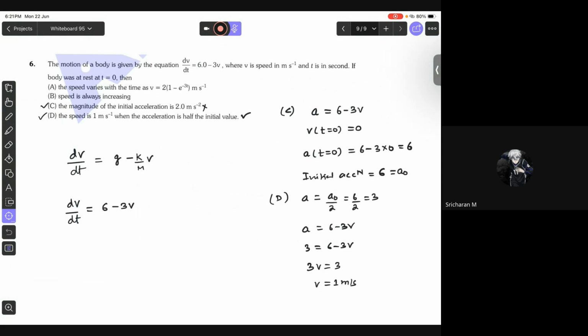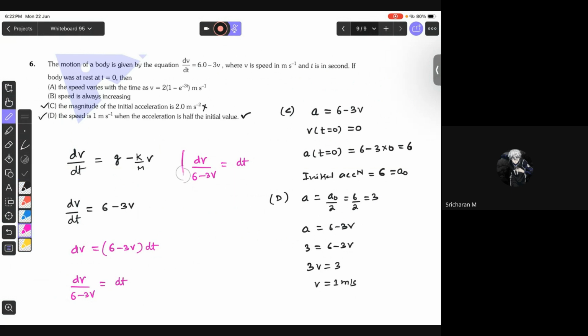Same thing you do, separate the variables. Maybe I'll start it for you. So dv equals (6 minus 3v) into dt. So dv by (6 minus 3v) equals dt. And you will be integrating it with limits given: at t equals 0, the velocity is 0, and let's assume at t, the velocity is v. So please do this integration, everyone.